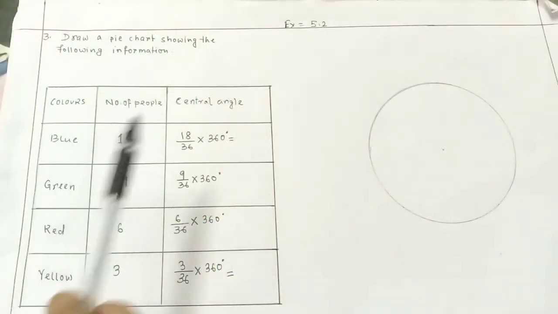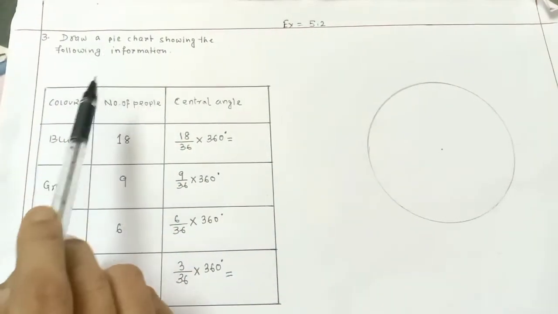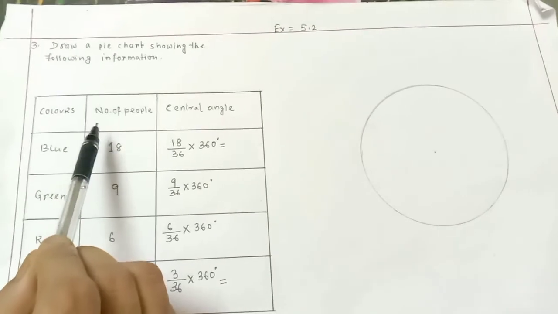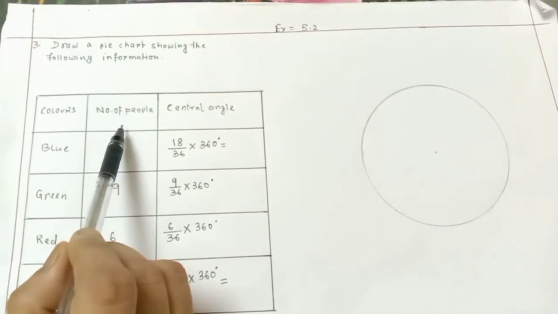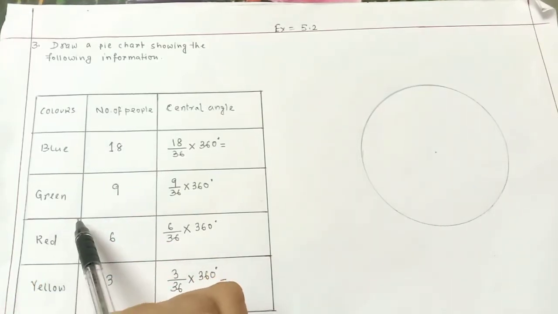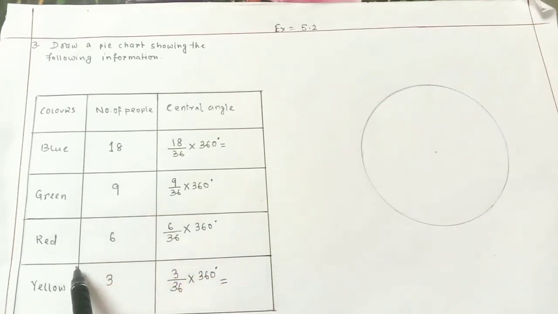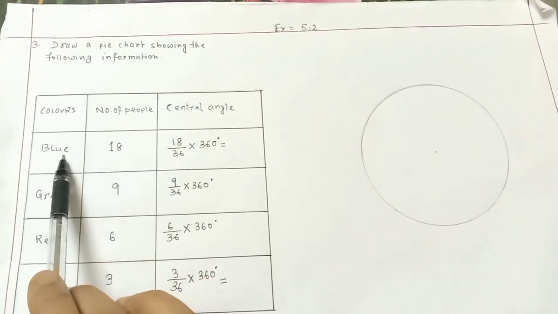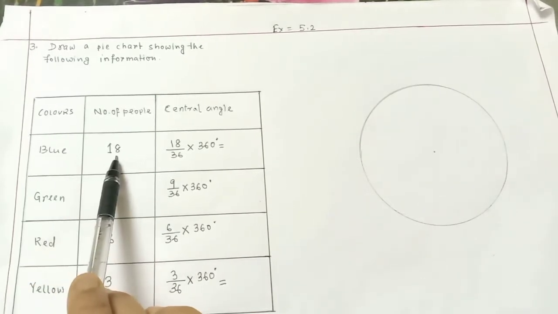Today we will do exercise 5.2 question number 3. Chapter 5, data handling. The question is: draw a pie chart showing the following information. The table shows the color preferred by a group of people. The number of people who prefer blue color is 18.